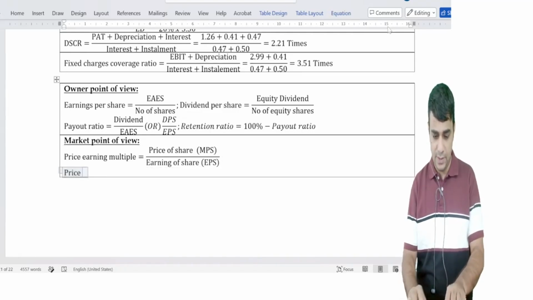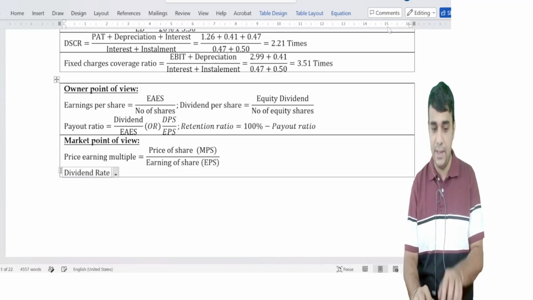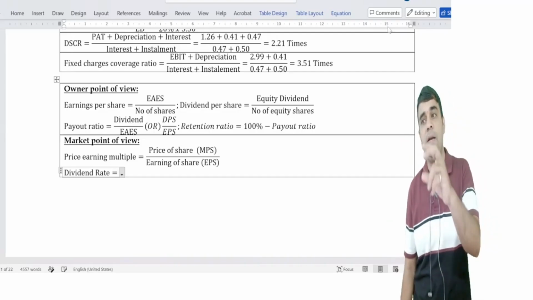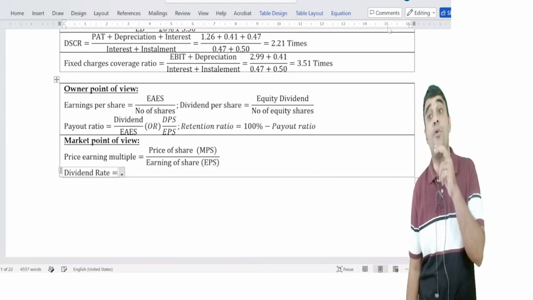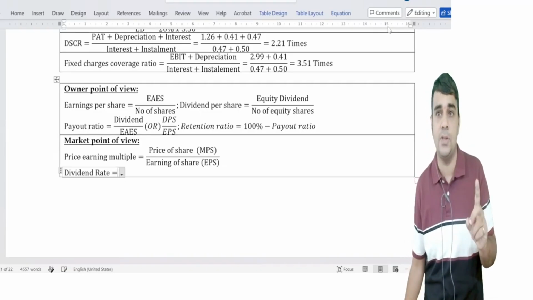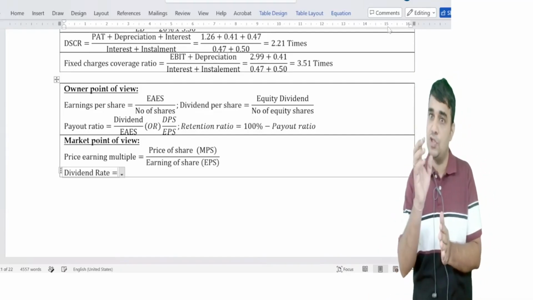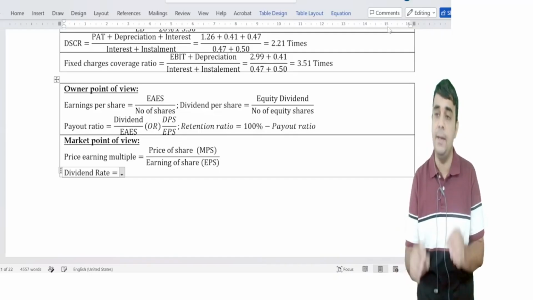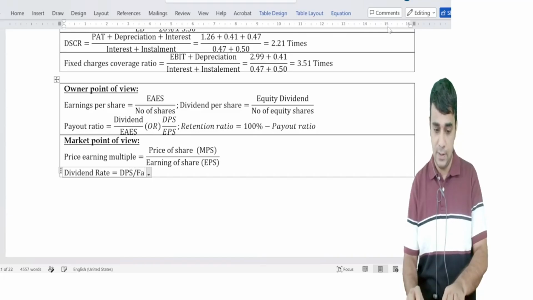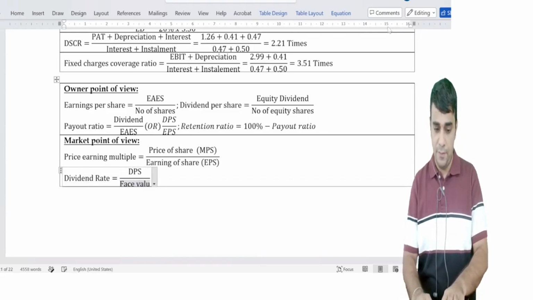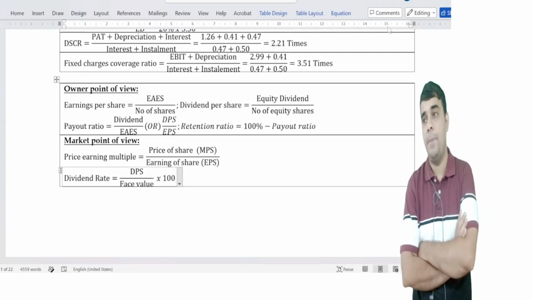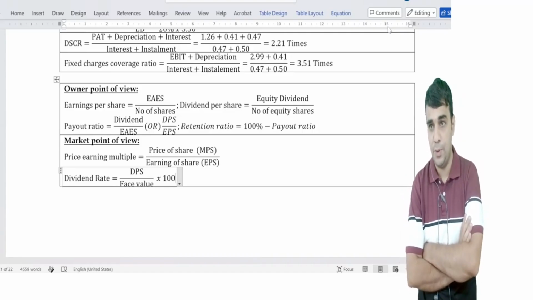Then on dividend, we have certain ratios. First is called dividend rate. Dividend rate is the dividend a company pays as a proportion of the face value. Like we had interest rate in the cost of capital chapter, which we used to multiply on face value, similarly, dividend rate is multiplied with face value. Dividend rate is DPS by face value into 100.